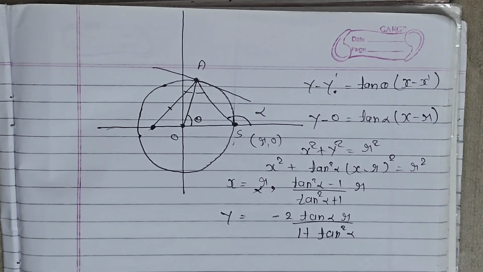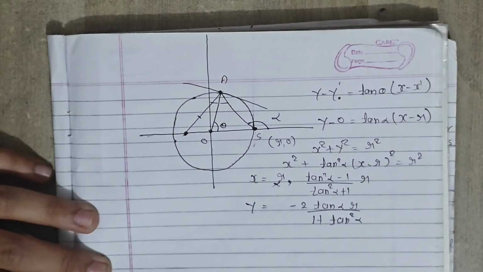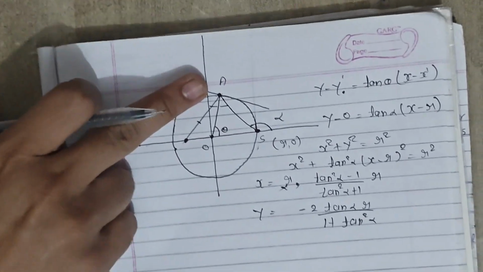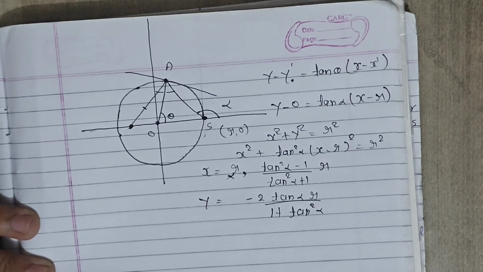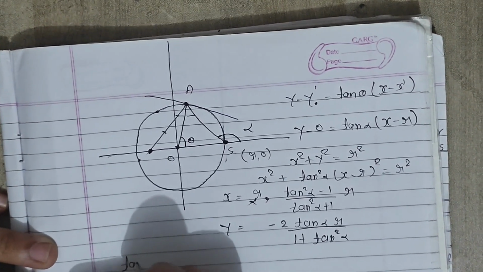Okay, to find tan theta of a line, we need two points lying on that line. Let's say we have two points, A and O. What is the coordinate of O? It is (0, 0). And we have the coordinate of A.